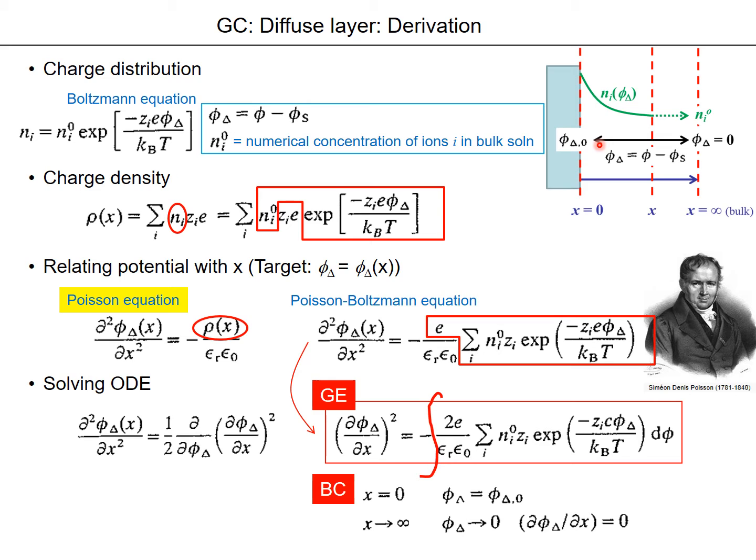With this picture and these parameters, let me start with the Boltzmann equation to describe the charge distribution. Following the green line, the numerical concentration of, for example, sodium ions has a maximum value of N_i^0. This concentration is the value you have introduced into the electrolyte, like 1 molar sodium chloride or something like that.